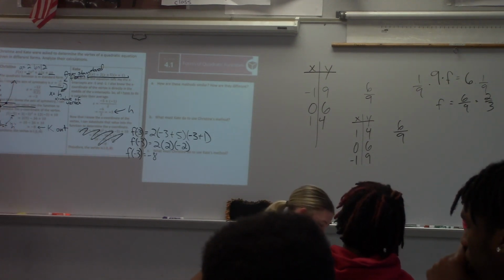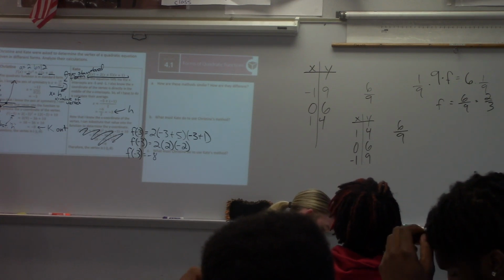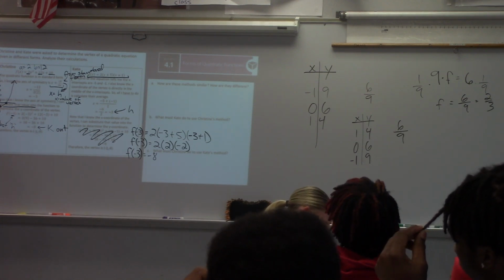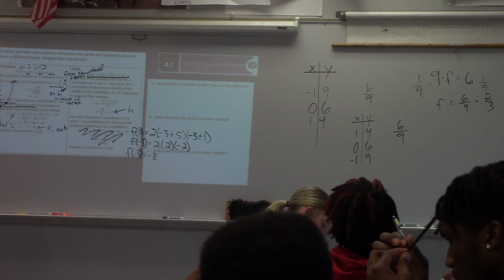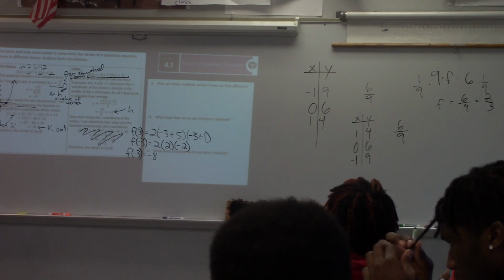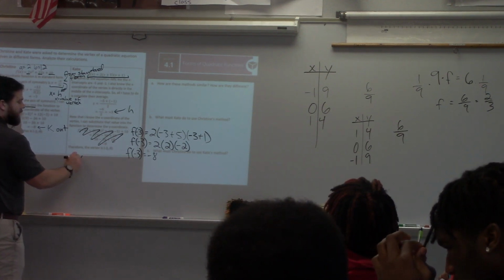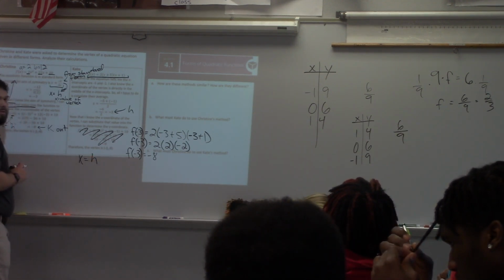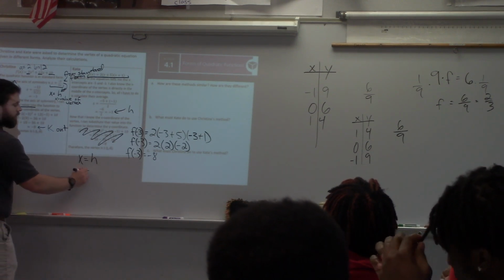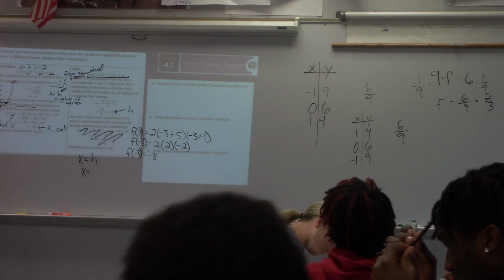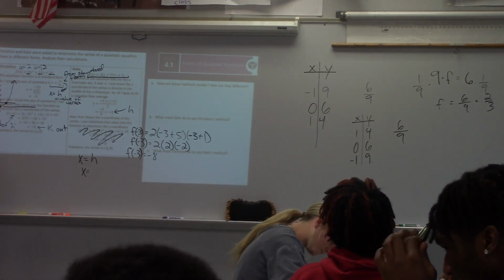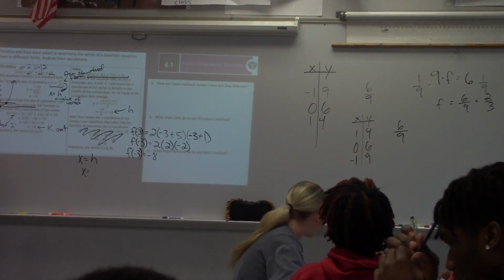So did we get the same vertex there? Yeah. These are different strategies to find that vertex and that axis of symmetry. Because I know that x is always equal to h. So what would the vertex, or the axis of symmetry, the line of symmetry be for this function that we have in factored form? X equals what?